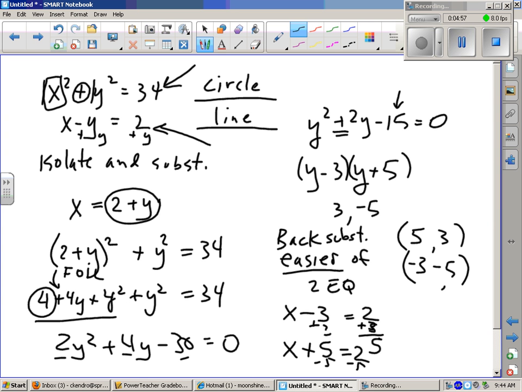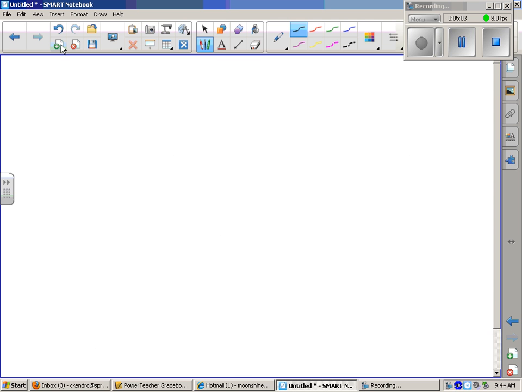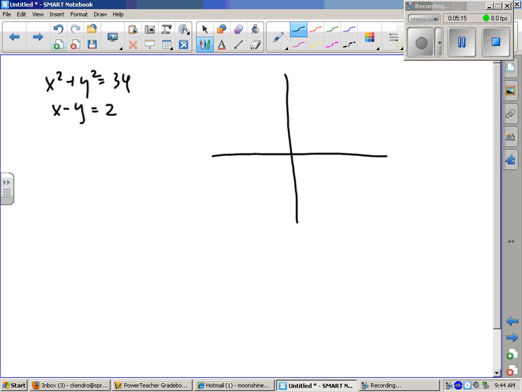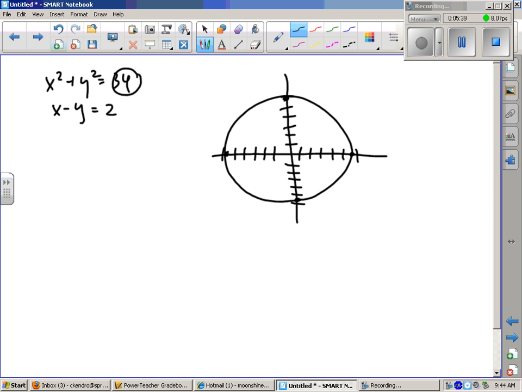So if you drew a picture of these two, in fact I can do that real quick. Let's go to the next page. Let me rewrite them. x squared plus y squared equals 34, and x minus y equals 2. So drawing the picture of these, this is r squared, so the square root of that, well, if that were 36, it would be 6. So I know I'm just under 6. So I'm going to go there, 1, 2, 3, 4, 5, 6. It's not real perfect, but we'll just go with it. So that's the circle. Not too bad, if I do say so myself.